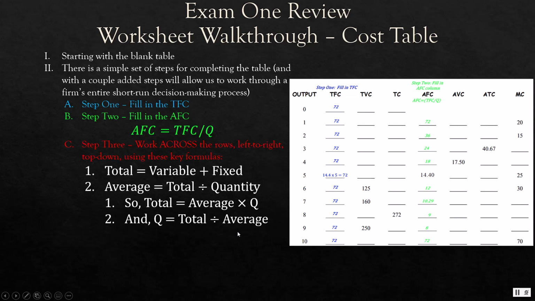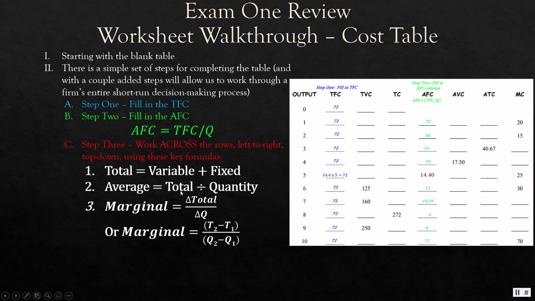And also, it's a little silly, but you can also rearrange this to get quantity if you know the total and the average. So quantity equals total divided by average. But again, if you can remember simply average equals total divided by quantity, then you can rearrange it based on what you know to get the parts you don't know.